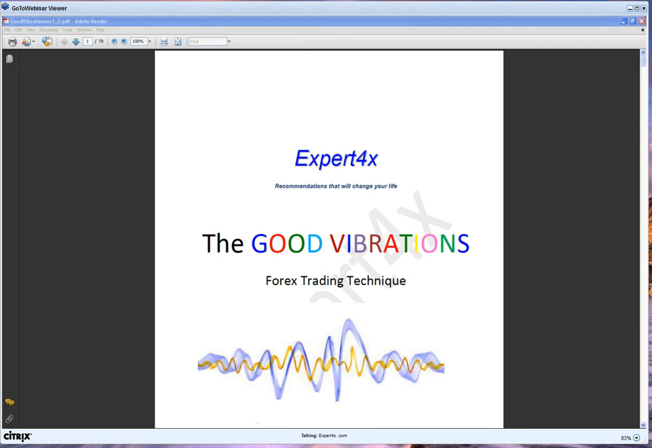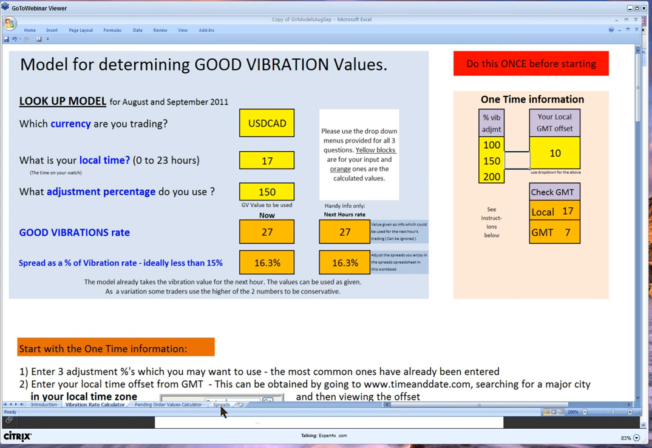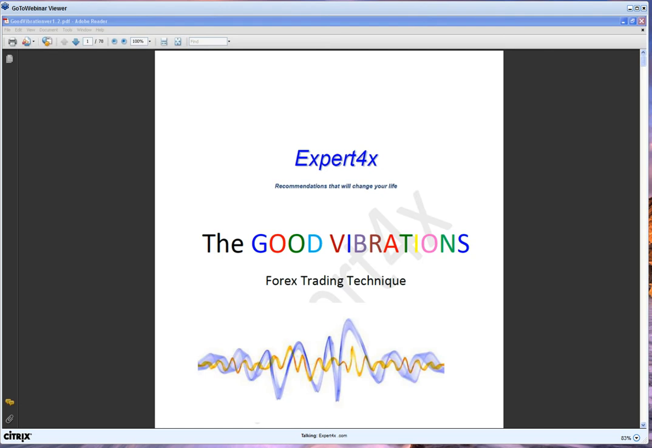So if you don't have a currency on our one, there might be a reason for it. It might be that the spread is pretty high. We don't have it on the spreads, so you might get disqualified there too often. That's why we may have left it off. But that's what you do. You create your own vibration rates.